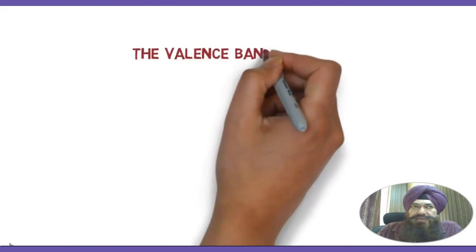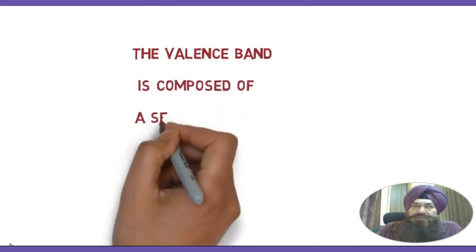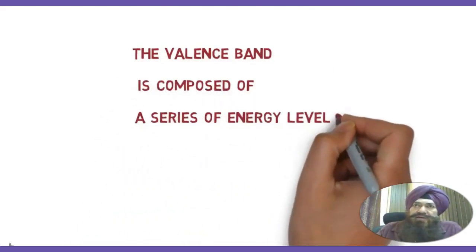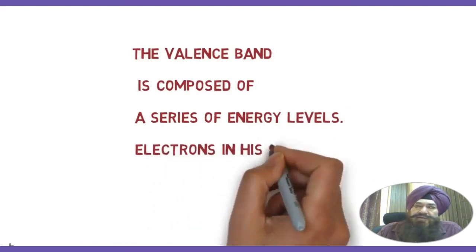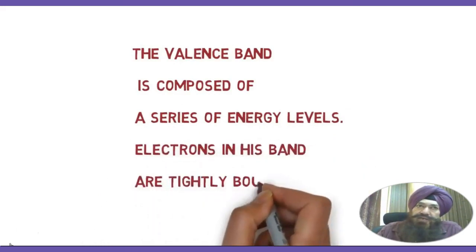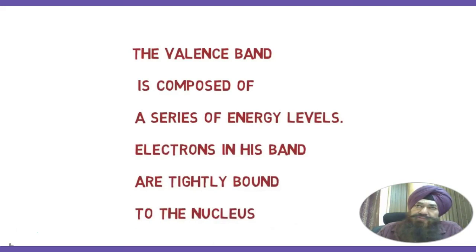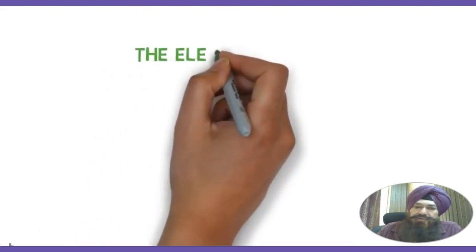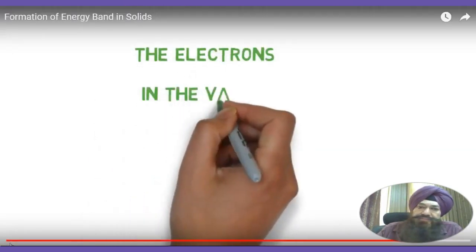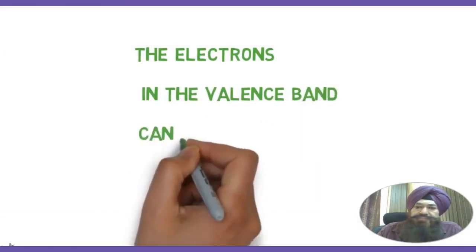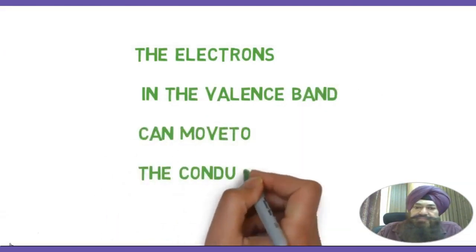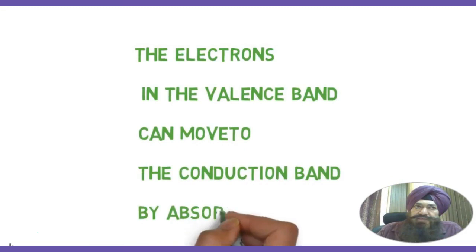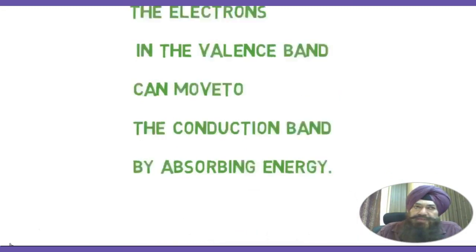In the valence band, the electrons are tightly bound to the nucleus and the electron cannot conduct charge. So there is no current if the electrons are in the valence band. They can move to the conduction band by absorbing energy.